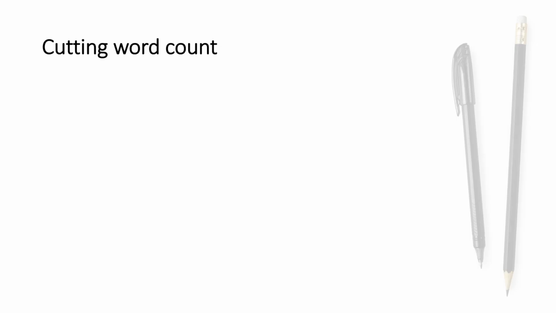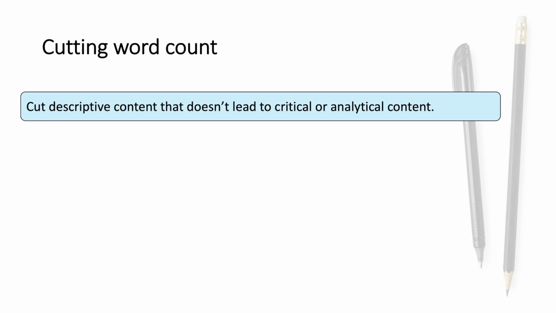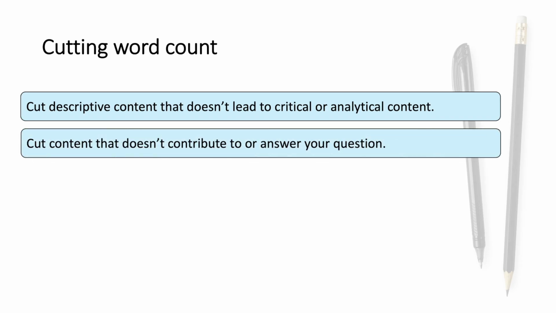Cutting word counts. Cut descriptive content that doesn't lead to critical or analytical content. Cut content that doesn't contribute to or answer your research question. Remember, your research question is the golden thread that holds the entire dissertation together.